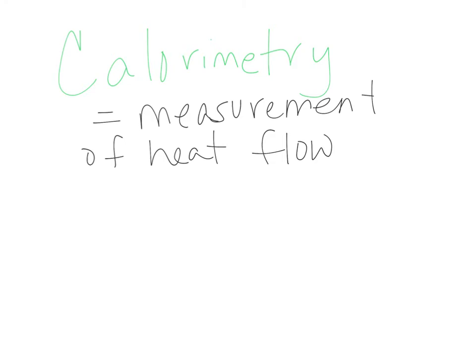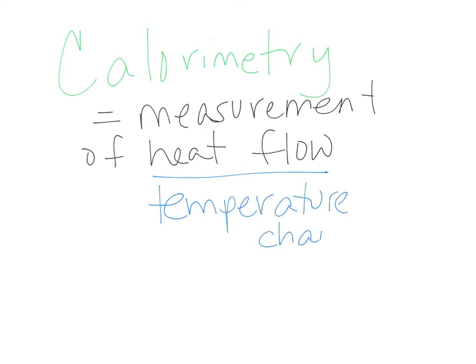We're going to define calorimetry as the measurement of heat flow. This will be an experimental way that we or other people can measure heat transfer in a reaction, or the heat of a reaction, and usually we'll be able to measure heat flow by measuring the temperature change, because the temperature records the kinetic energy of the molecules. If that changes, we can measure our heat. So this is our definition of calorimetry.